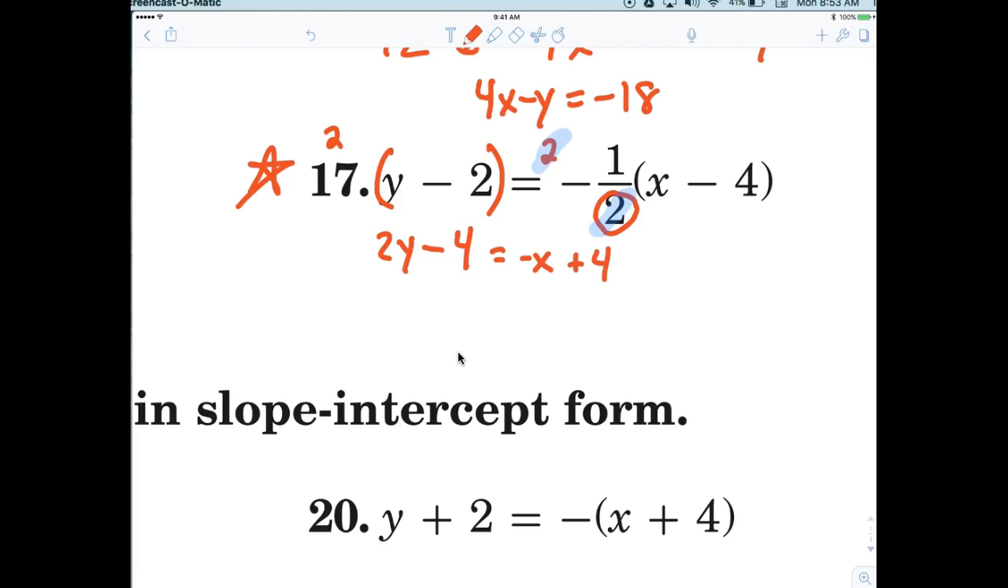Now I'm looking at the negative x, and I have to push that to the other side, and it becomes a positive. Then I push the -4 to the right side, and it becomes a positive. So my answer is x plus 2y equals 8.